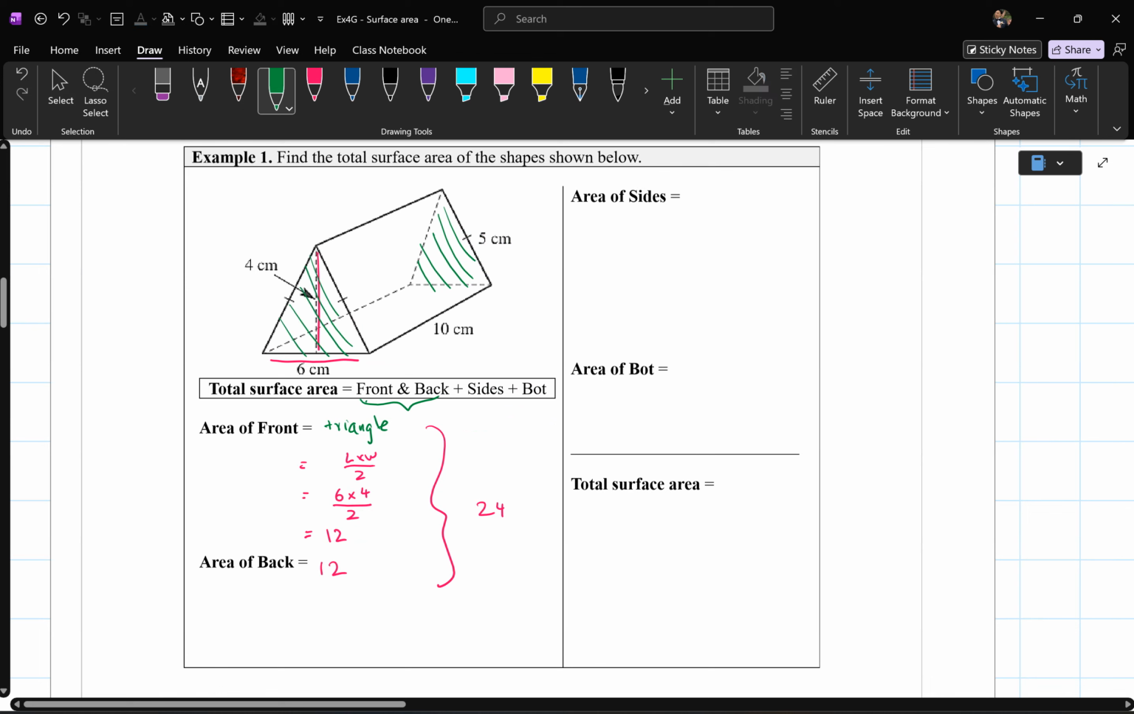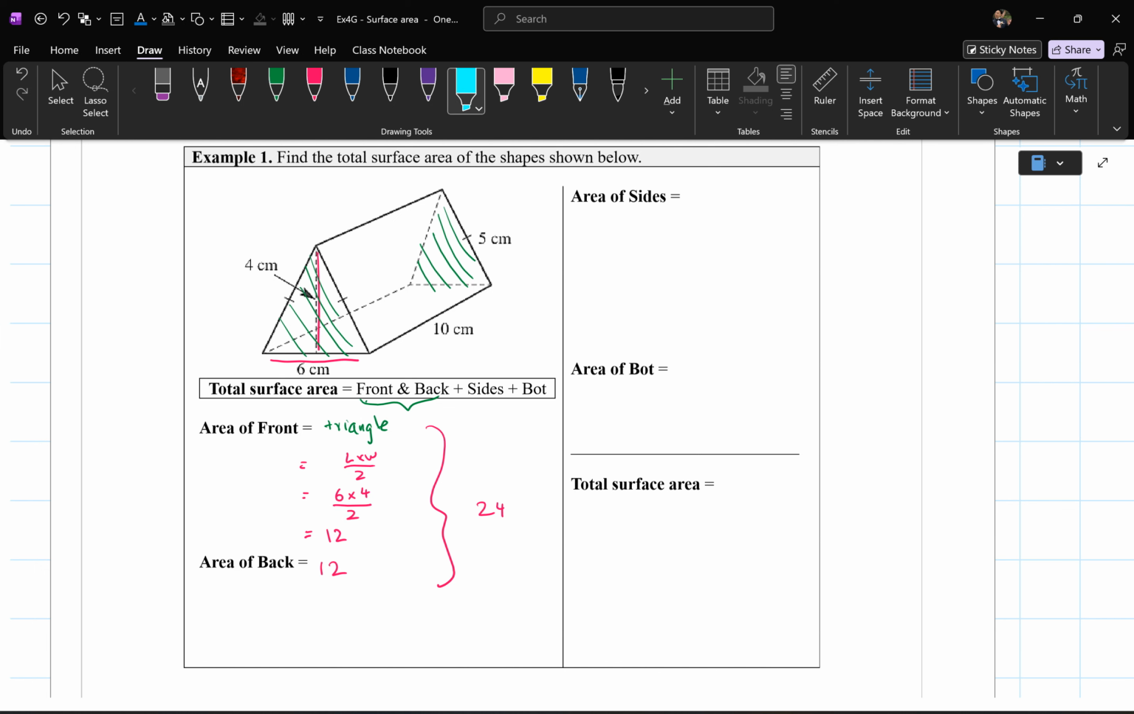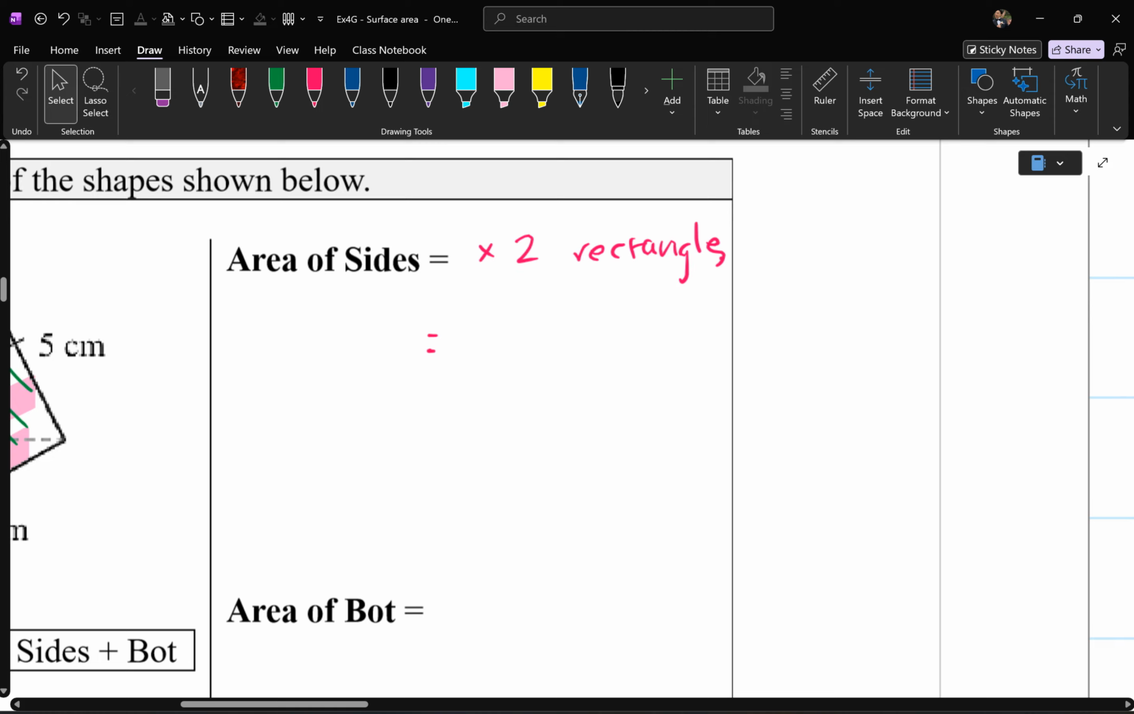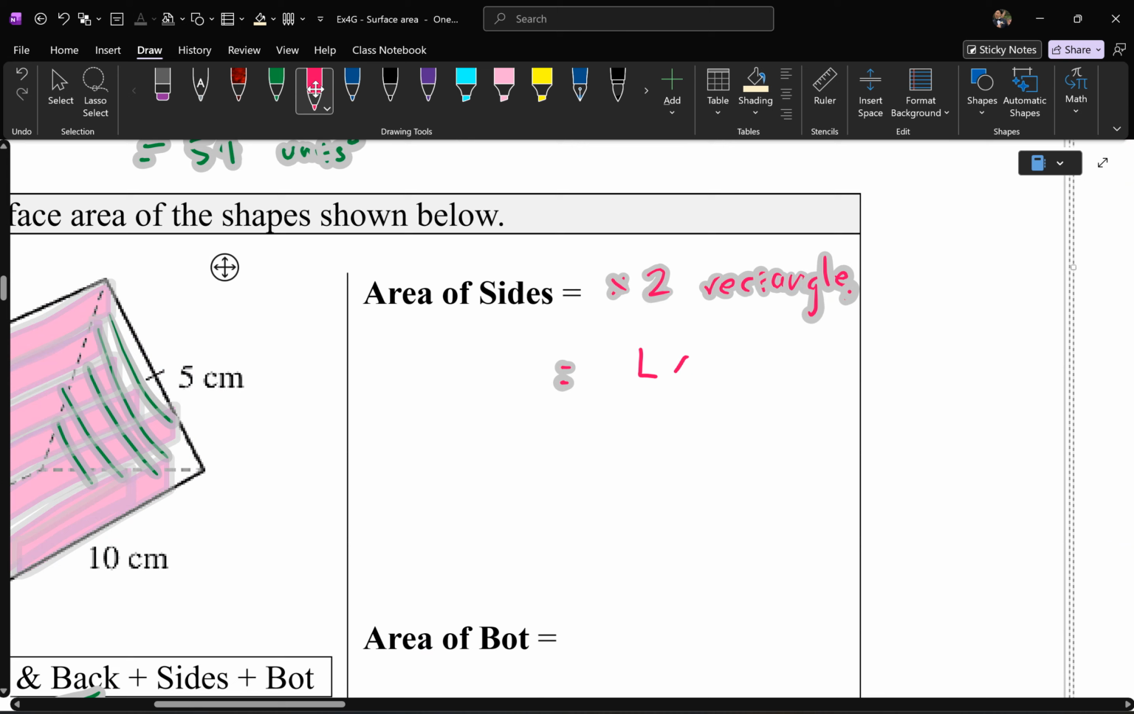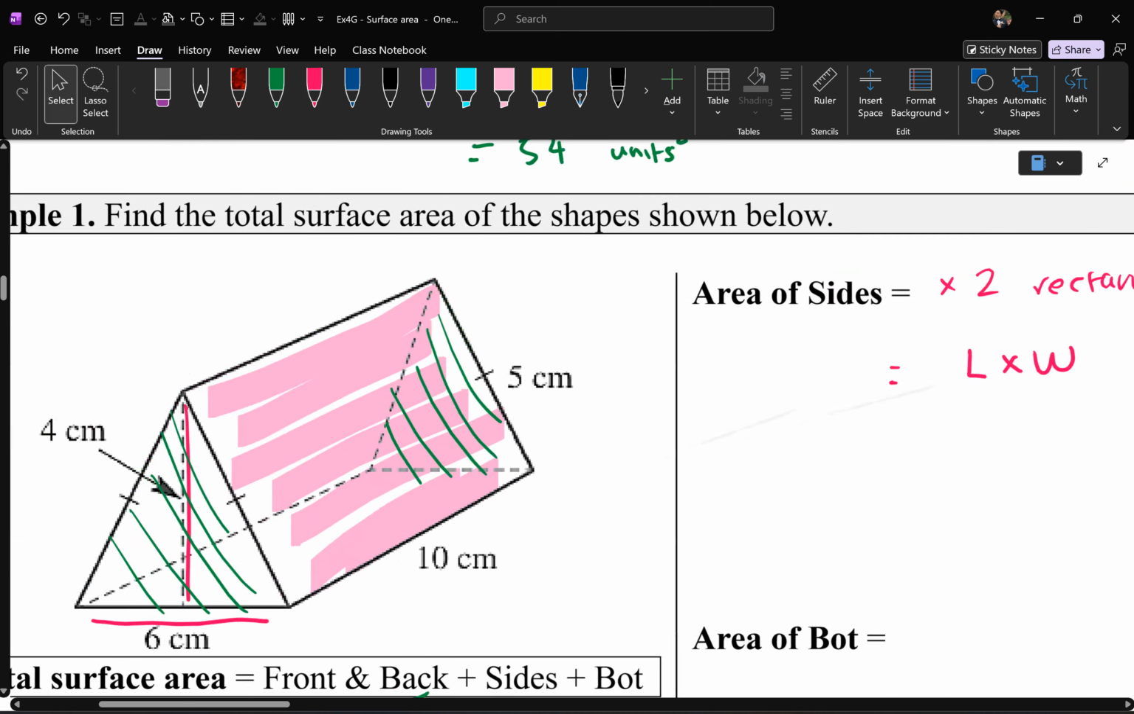Good. So we said 5 faces. We've done 2 of them. Now let's say we do the sides. What shape, if you had to flatten this, what are the 2 sides? Rectangles. So then the 2 sides, we know that we've got 2 rectangles. Area of a rectangle, Bo? What's the area of a rectangle? Base times height. Very good. So length times width or base times height, same thing.